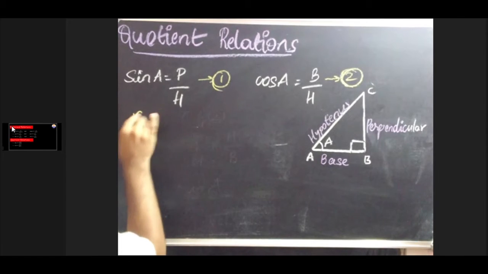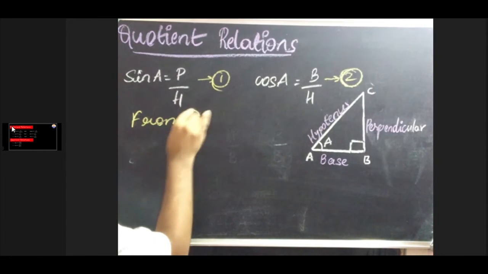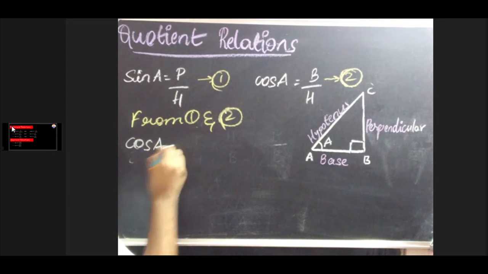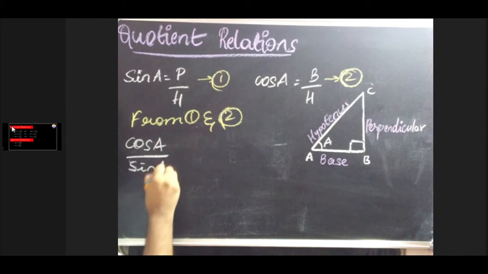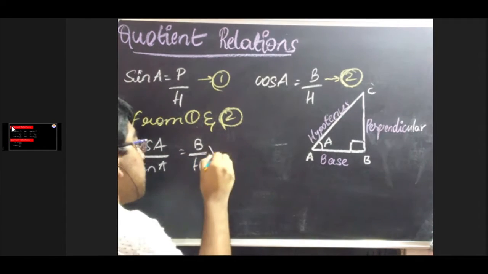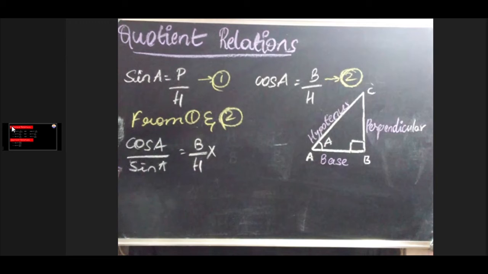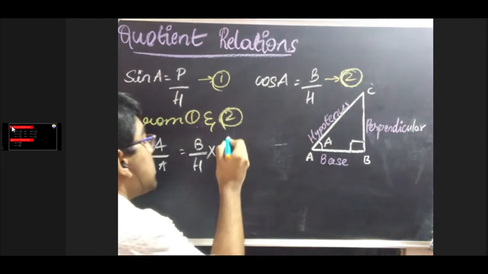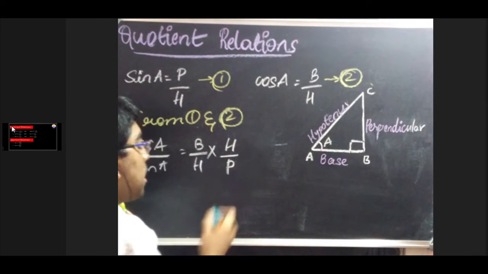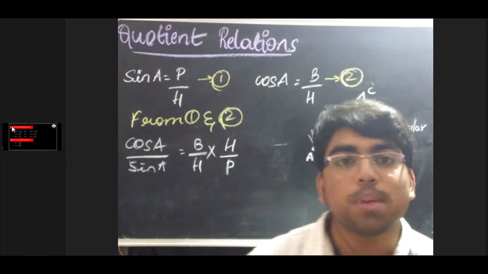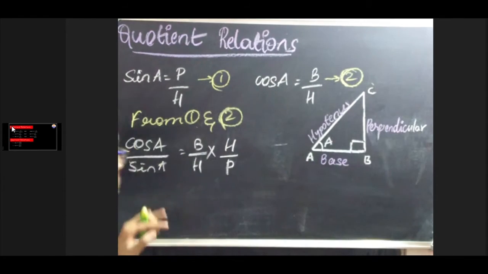Again from 1 and 2. Cos A by sin A, let's say. Cos A is nothing but base by hypotenuse. And sin A is nothing but perpendicular by hypotenuse, I'm sorry. When you take the reciprocal, you'll get hypotenuse by perpendicular. Or you can take 1 by sin as cosecant. Cosecant is nothing but hypotenuse by perpendicular. Any way around, if you take, you'll get it.